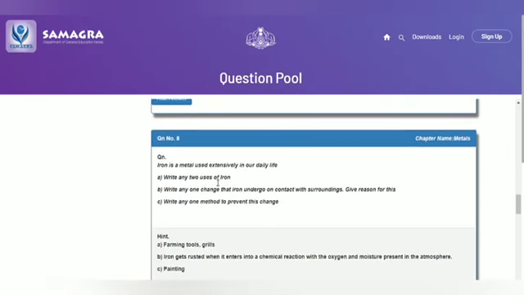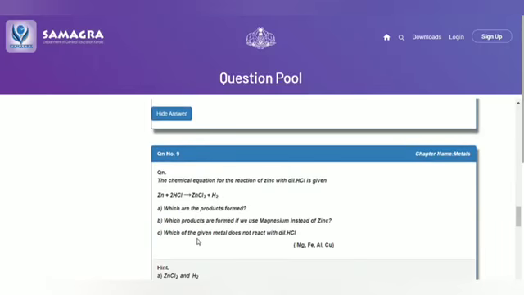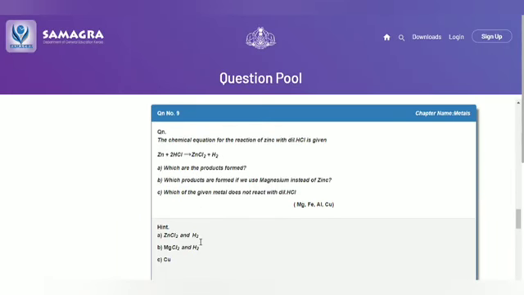Iron is a metal used extensively in our daily life. Write any two uses of iron. Iron is used for farming tools and grills. Write any one change that iron undergoes on contact with the surroundings. Iron gets rusted when it enters into a chemical reaction with the oxygen and moisture present in the atmosphere. Write any one method to prevent this change. It is painting.